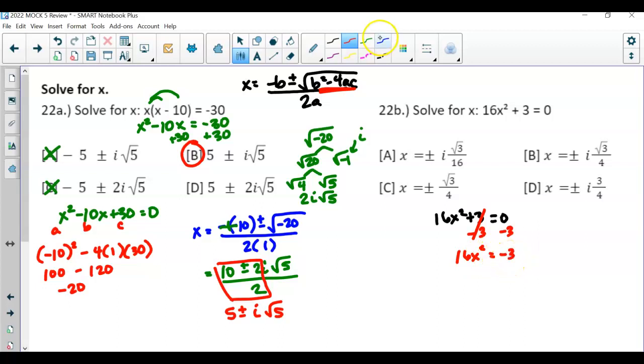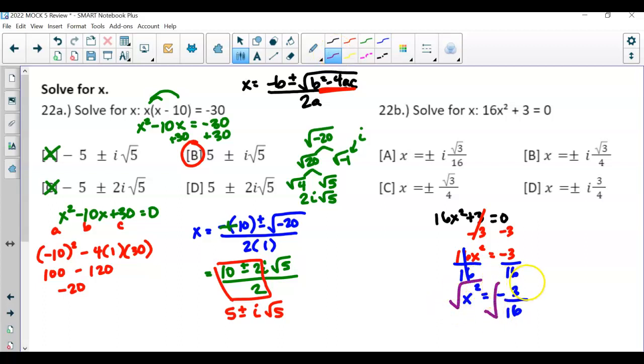I cannot take the square root yet, because it's still being multiplied by 16. So now I'm going to divide by 16. Now I've got x squared is equal to, I cannot divide that, so let's leave it, -3 over 16. Now I can take the square root because x squared is by itself.